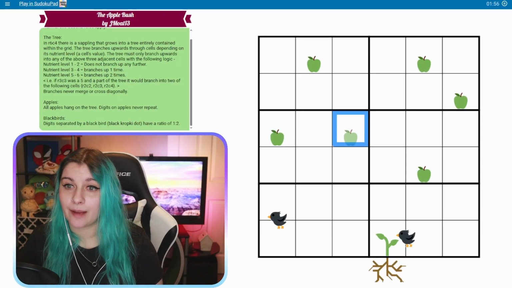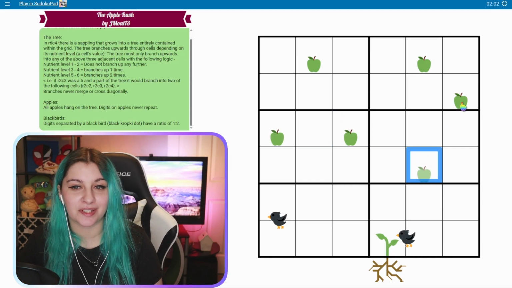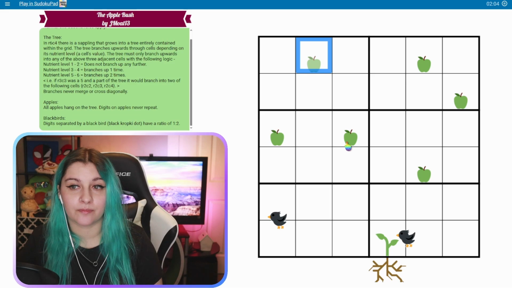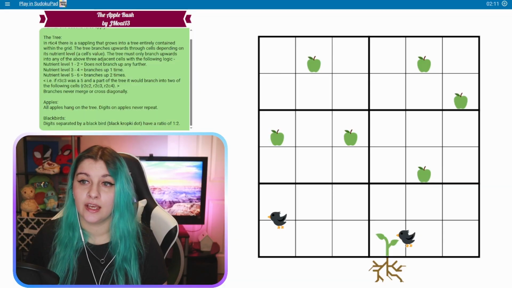Okay, apples. All apples hang on the tree. Digits on apples never repeat. So we definitely will have branches here. And digits don't repeat on apples, so these are each going to be a different number. Might be some shading that would be good here. What else do we know?